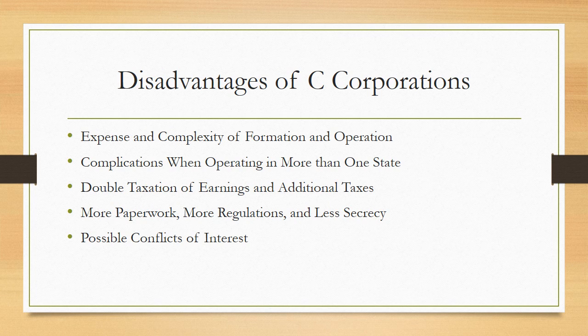Despite these benefits, C corporations have a number of drawbacks such as expense and complexity of formation and operation, complications when operating in more than one state, double taxation of earnings and additional taxes, more paperwork, more regulations, less secrecy, and possible conflicts of interest.